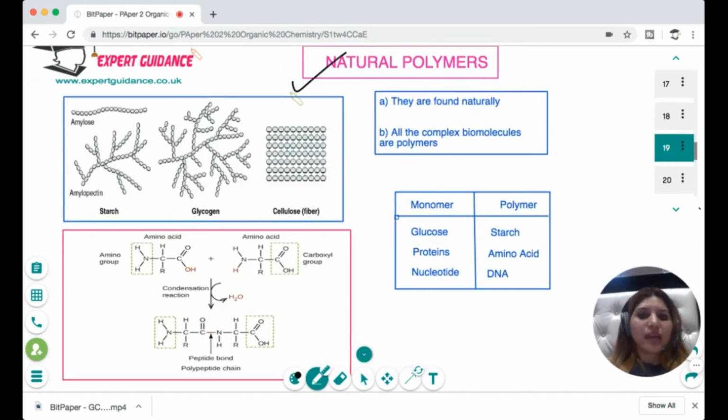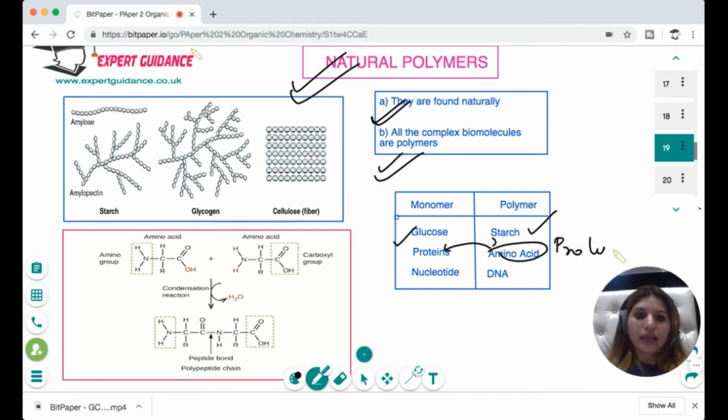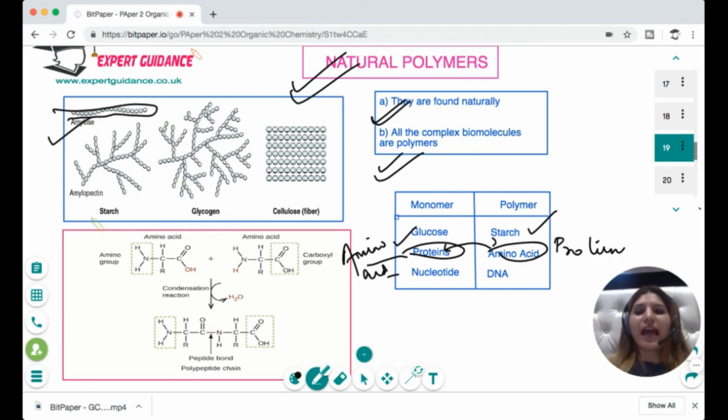Now we have some natural polymers. They are found naturally, for example complex biomolecules. Starch is a polymer made up of glucose, and protein is also a polymer made up of amino acids. So it's the other way around: the polymer is the protein and it is made up of amino acids, and DNA is a polymer made up of nucleotides. So you can see this is an individual glucose unit. Either they join by a straight chain or a branched chain and give rise to starch, glycogen, or cellulose, which are the natural polysaccharides. And these individual glucose units are the monosaccharides.